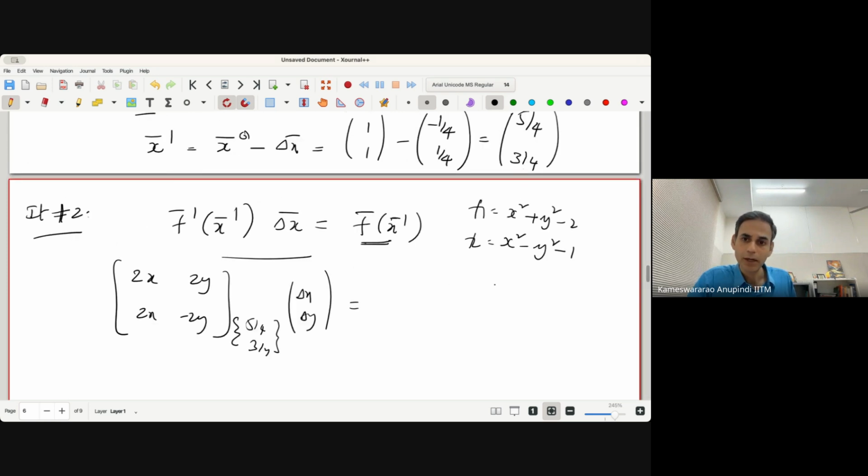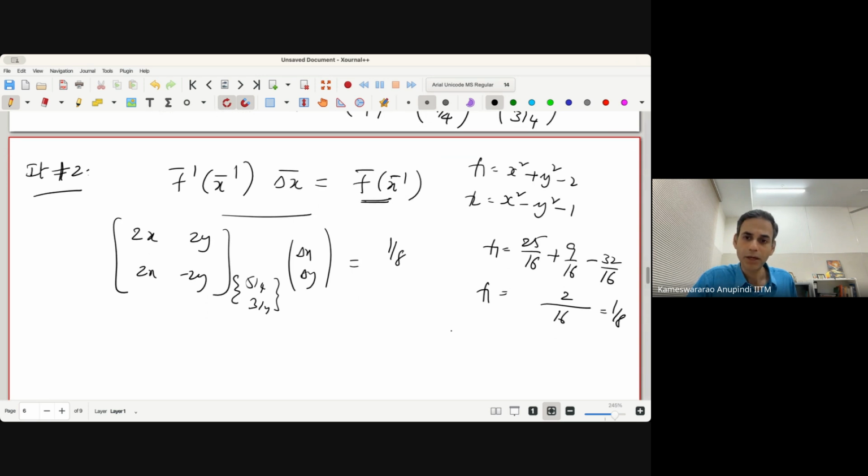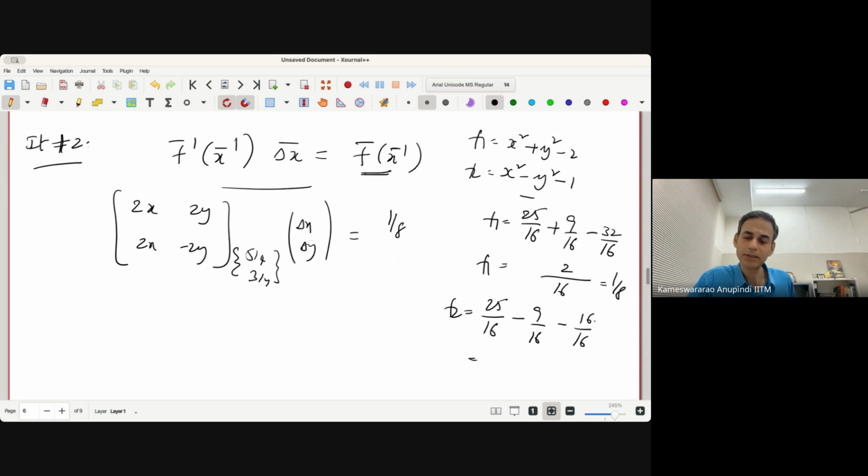So my f1 is going to be 5 by 4 squared is 25 by 16 plus 3 by 4 squared is 9 by 16 minus 2, and 2 is 32 by 16, right? Then f1 equals, this is going to be 34, 25 plus 9, 34 minus 32, this is 2 by 16, that is 1 by 8. And my f2 is going to be x square is again 25 by 16 minus y square is 9 by 16 minus 1, that is 16 by 16. So this is going to be 25 minus 9 is 16, 16 minus 16 is 0. So this is 1 by 8 comma 0.